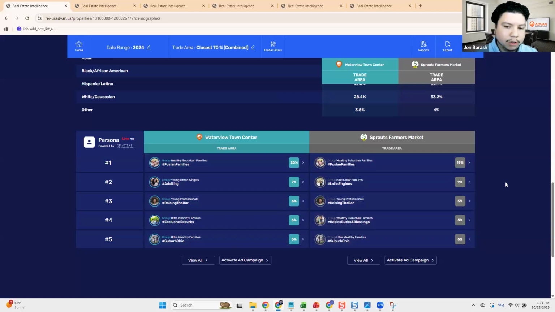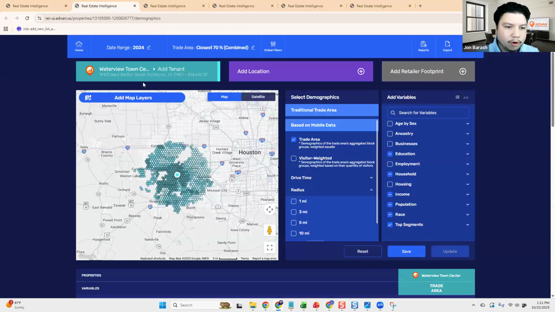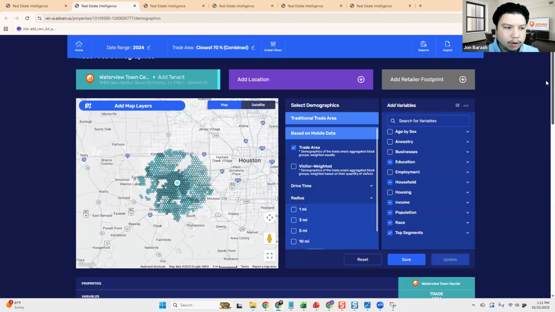And it's really, really rare that you'll ever see all 5 matching, but 3 of them matching this closely is pretty well aligned. So assuming we took this information and we've done some more due diligence by utilizing Advan's other tools and some boots on the ground intelligence from our local brokers, and we decided to open up here in Waterview Town Center, what we want to do now is let everybody know that we're coming to town. So to do that, let's activate a targeted ad campaign for them.